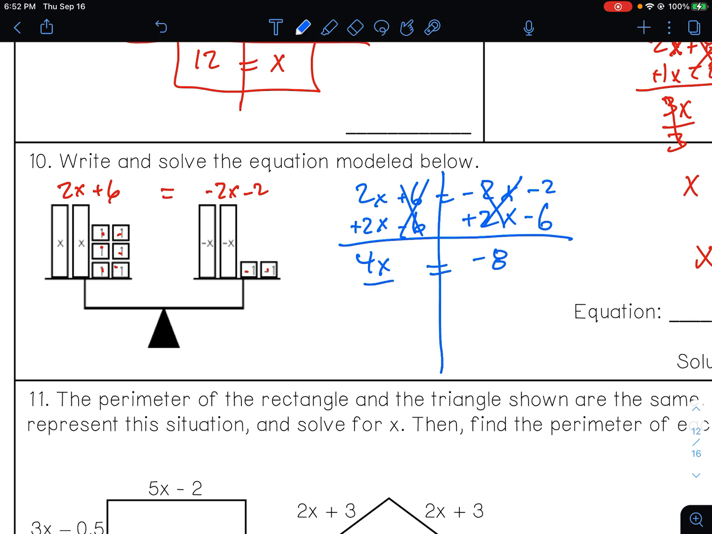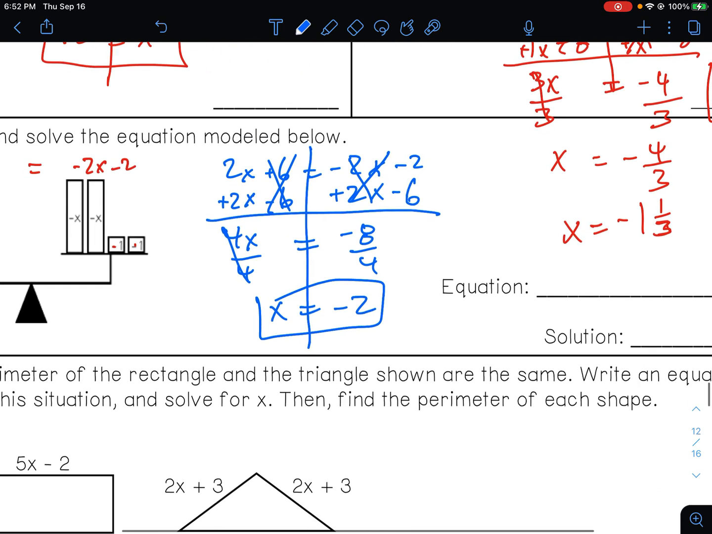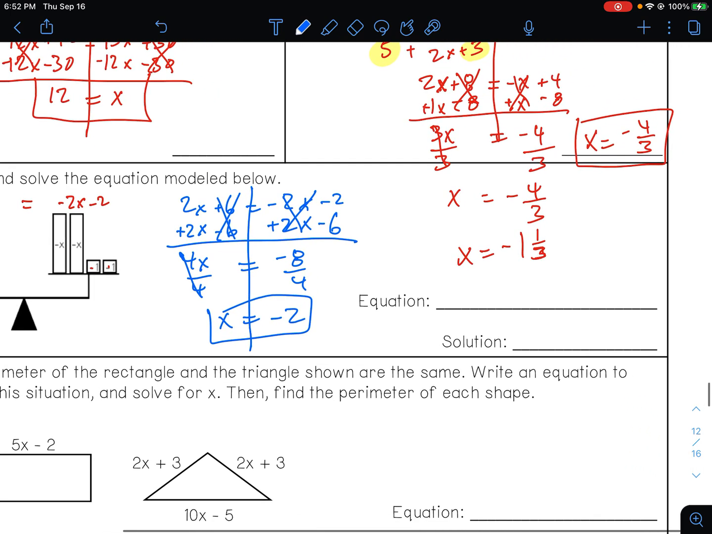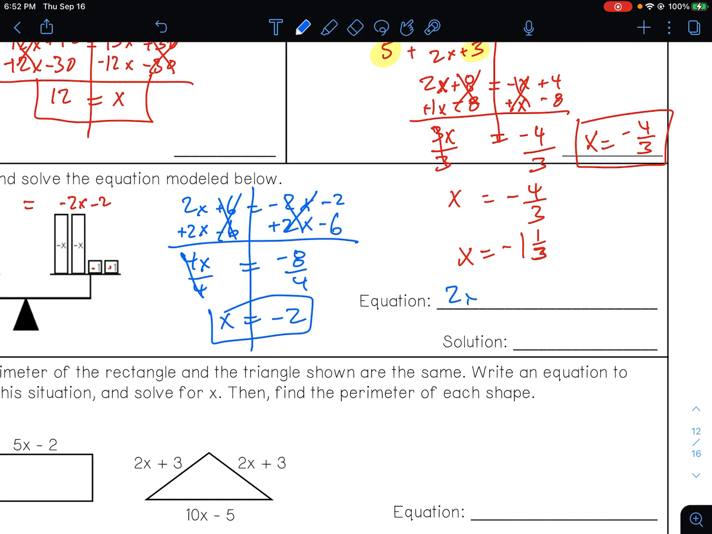So 4x equals negative 8, divide by 4, divide by 4. X is going to equal negative 2. So my equation, I guess I should have written that down, is 2x plus 6 equals negative 2x minus 2. My solution is x equals negative 2. There it is.